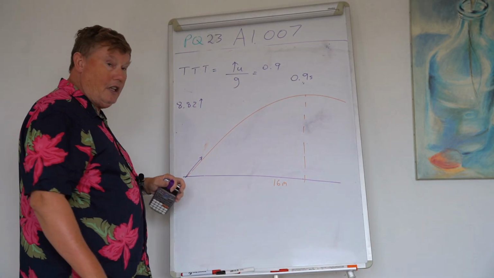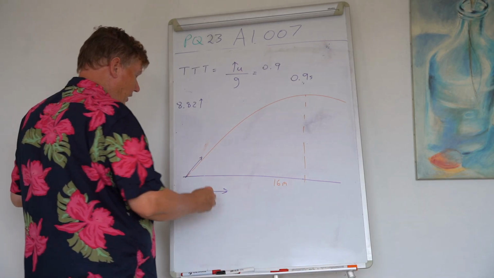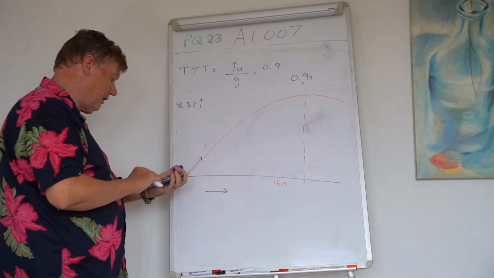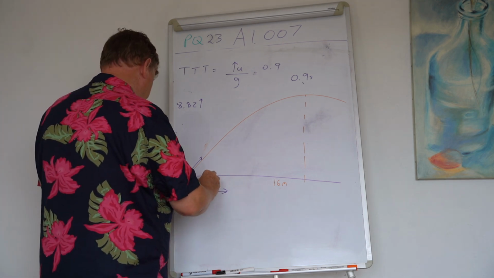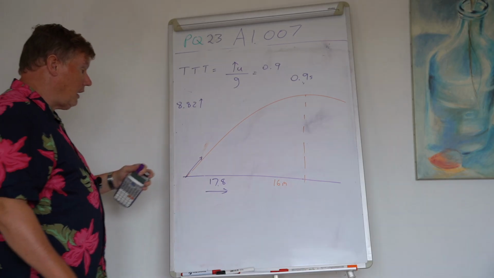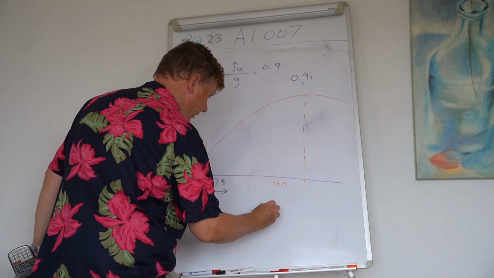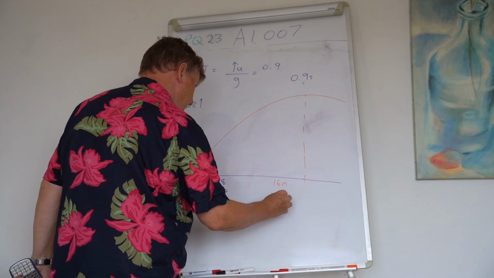Well, we know its horizontal component. Its horizontal component is that it went 16 metres in 0.9 seconds. 16 divided by 0.9 is 17.8 metres per second, going sideways, horizontal. Now if I give you two components, 17.8, and going up is 8.82.